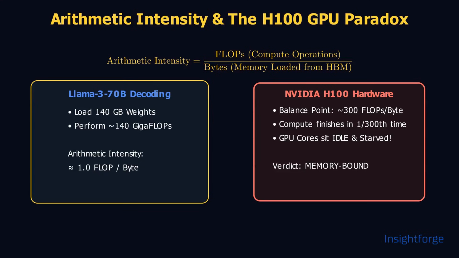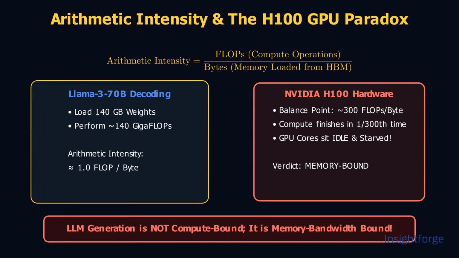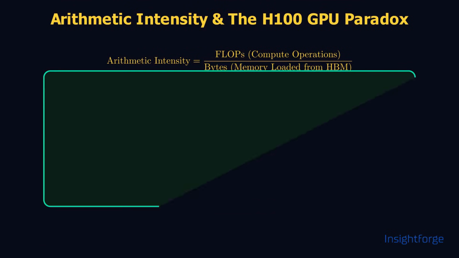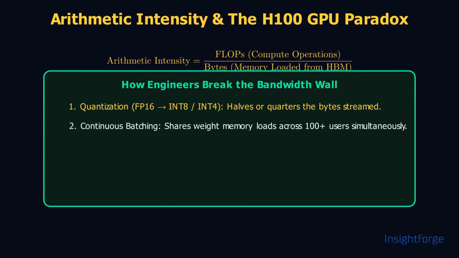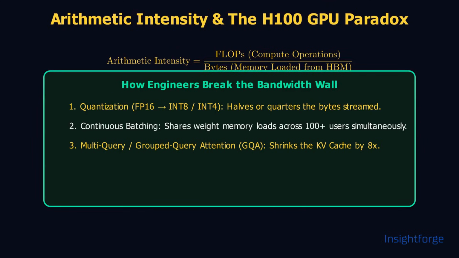Because of this massive imbalance, the powerful compute cores finish their math almost instantly and sit idle, starved of data, while waiting on the memory bandwidth to feed them. Therefore, LLM decoding is not compute-bound, it is memory bandwidth-bound. To solve this, engineers use quantization to compress weights, which slashes the number of bytes we need to stream. Therefore, we can double or even quadruple the performance we extract per byte. We also use batching to share those heavy weight loading operations across multiple user requests simultaneously, making the memory retrieval process far more efficient.